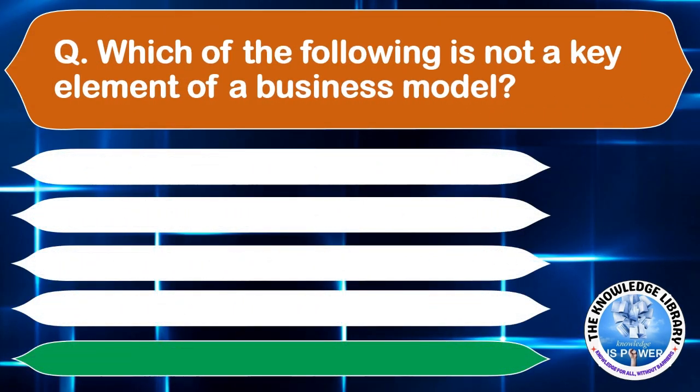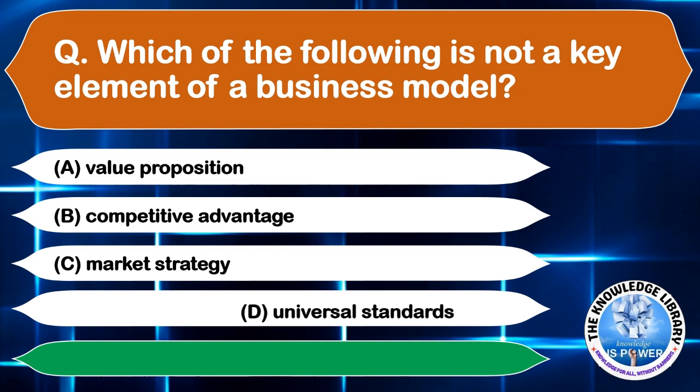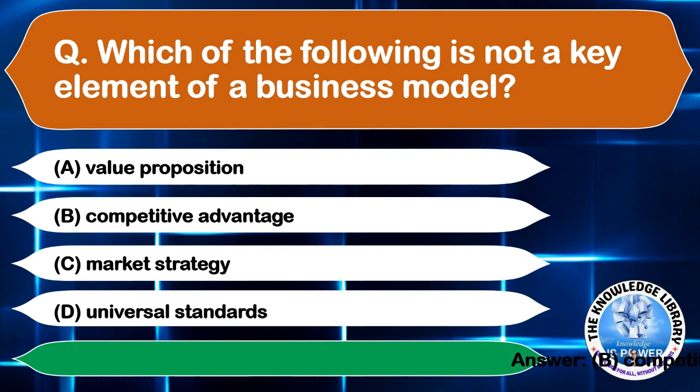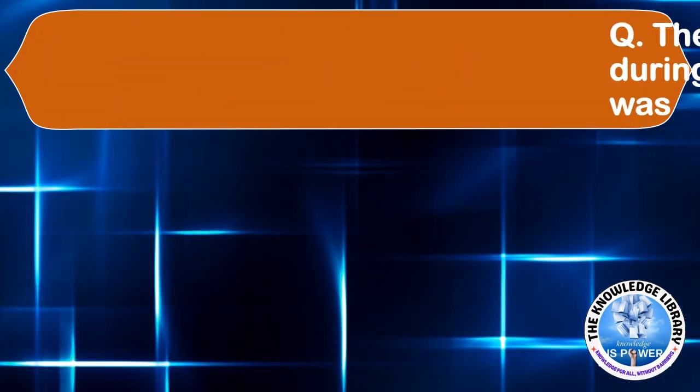The next question is which of the following is not a key element of a business model? Option A value proposition. Option B competitive advantage. Option C market strategy. Option D universal standards. The correct answer is option B competitive advantage.